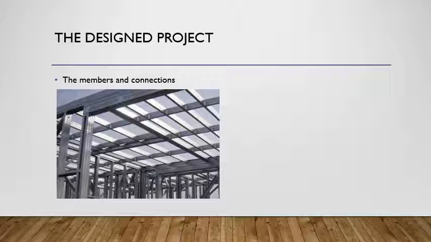The members and connections for roof systems may include rafters, roof sheeting, purlins, and so on. On the top of the roof, we can use a plate bracket to connect the rafter.